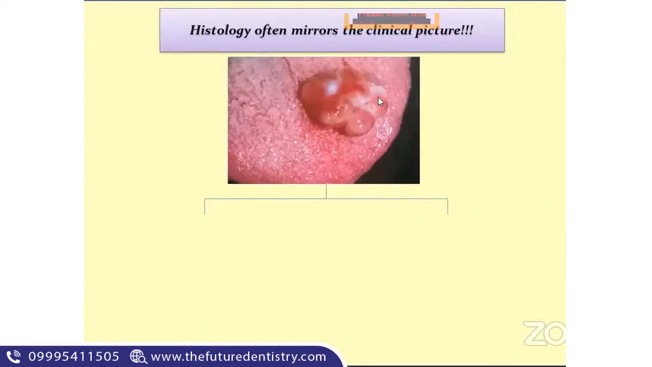Okay. This discussion will be a lot more picture-based because lots of pictures are coming in your entrance exam. So it's important that you see a lot of pictures, familiarize yourself with clinical and histopathological pictures.